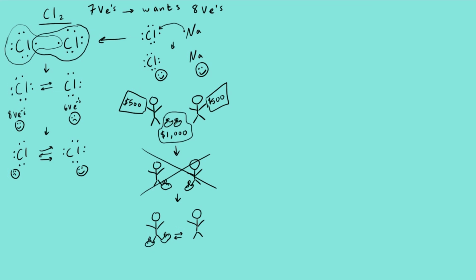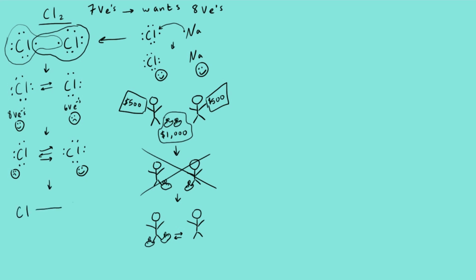So the two chlorines don't really care about being together, they just care about having their electrons. And because electrons are moving so fast back and forth, there's never any time for the chlorines to break apart. They're now essentially just stuck together, and that's what a covalent bond is.